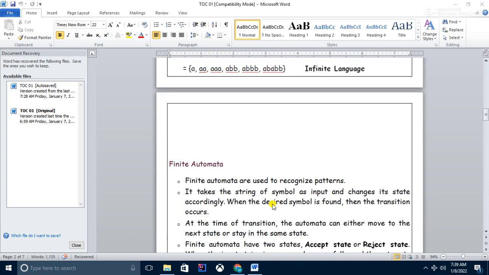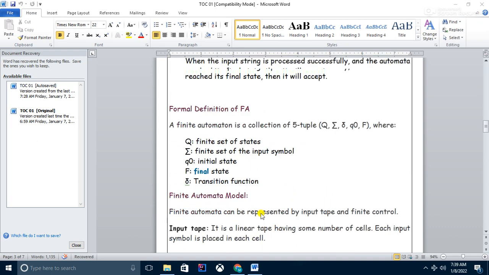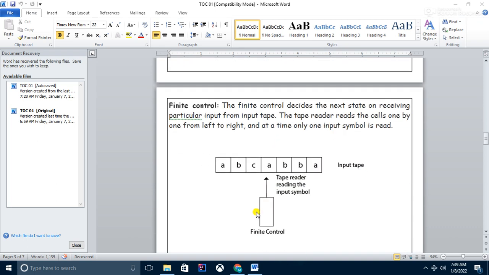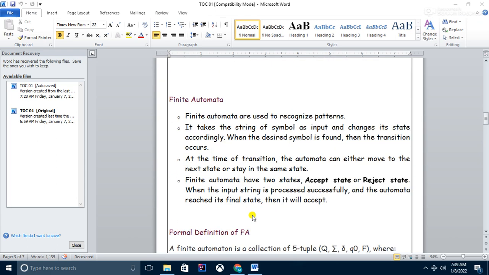Now we are going to study finite automata, the definition, and the symbols which are used in finite automata. So now coming to finite automata. Finite automata are used to recognize patterns. The basic application of finite automata is that it is used to recognize patterns, identifying the patterns which are present in the input string.